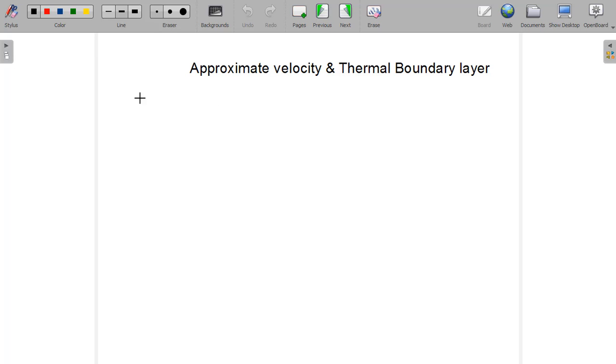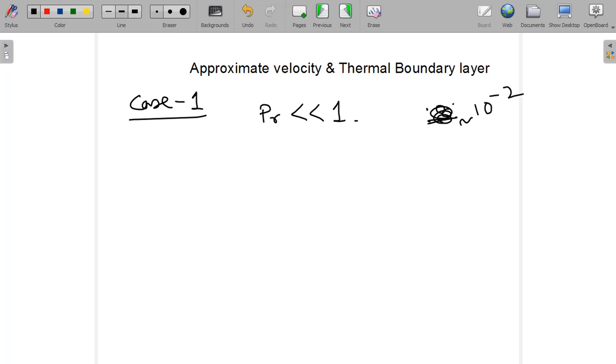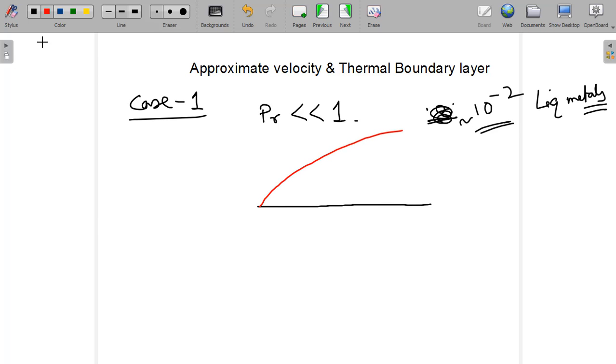So for case 1, let us consider a situation where the Prandtl number is much less than 1. The practical fluids are the liquid metals. They are generally in the order of 0.01 or 0.03, so much less than 10 to the power -2 order. This is the order of magnitude of the Prandtl number of these practical liquid metals. Now for them, if you draw the temperature and the velocity boundary layer, this is the velocity boundary layer, and this is the thermal boundary layer. So it is clear that the thermal boundary layer thickness is much larger than the velocity boundary layer thickness.